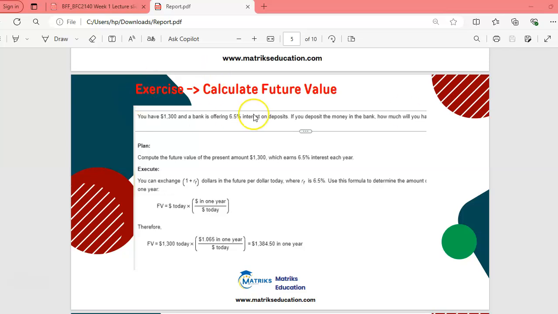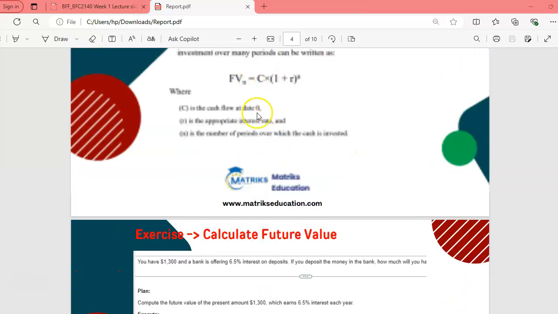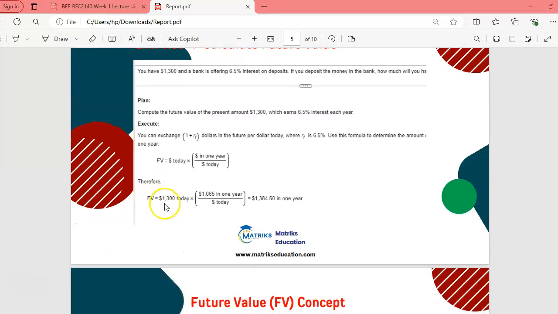If you get a question like this, you need to understand that you will use the future value concept, because you are expected to calculate how much money you will get in the future. So you need to compute the future value with the present amount of $1,300 right now, which earns 6.5% interest each year. Using the formula here, you can get the amount of your money next year. Because there is no specific year given here, you need to calculate for the next year. Only, N is equal to 1 year.